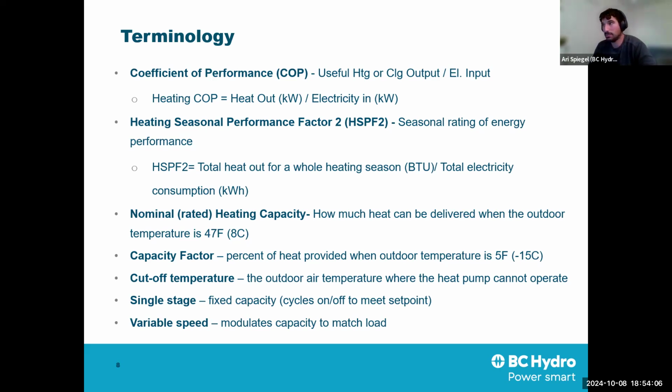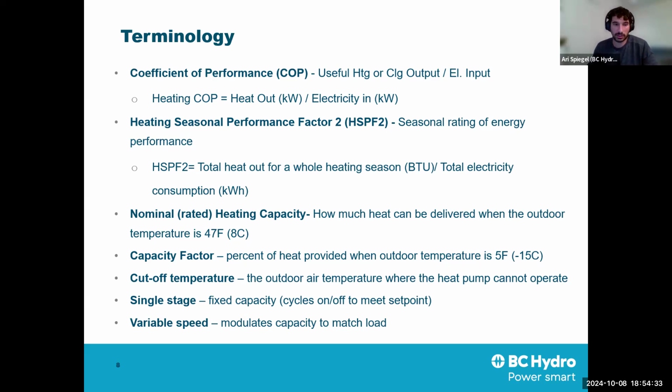Nominal or rated heating capacity. This is how much heat can be delivered when the outdoor temperature is 47 degrees F or about 8 degrees Celsius. And why we use this nominal rating, and I'll talk about it in some more detail, is that the amount of heat that can be delivered by an air source heat pump changes with air temperature. So we need to pick a spot to actually rate it so we can get a comparison between specific units.